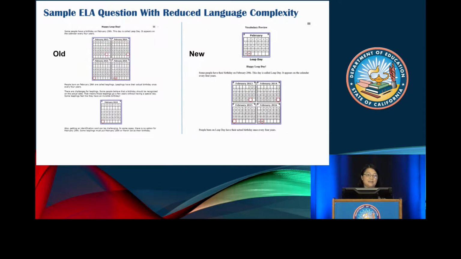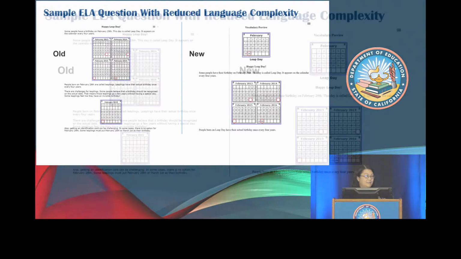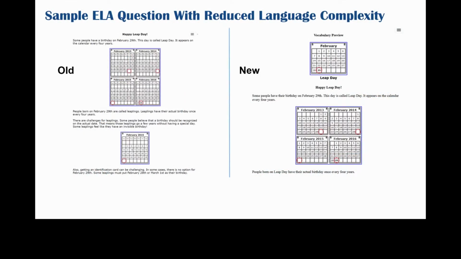So here is an example of an ELA question. While the text may be small for the images here, you can see that there is a significant amount of reading required in the original item on the left. And then on the right of the screen is this item with reduced language complexity.